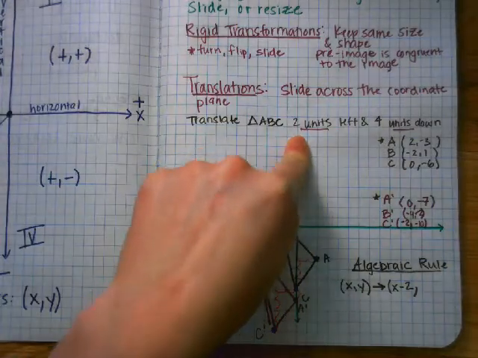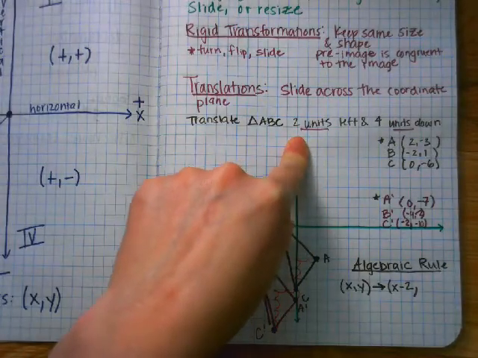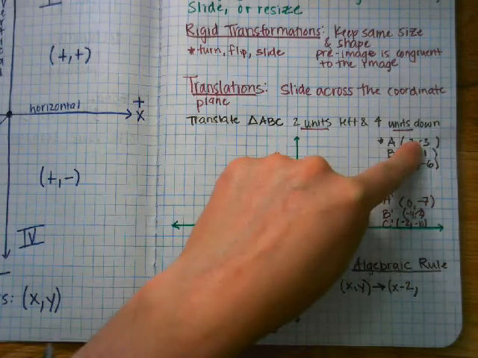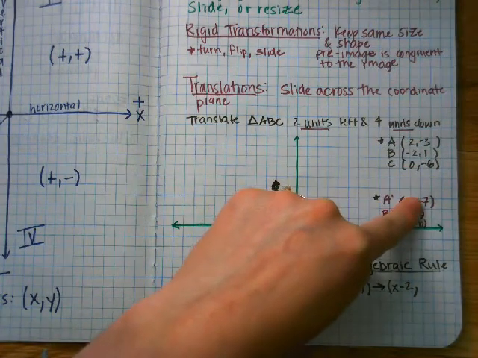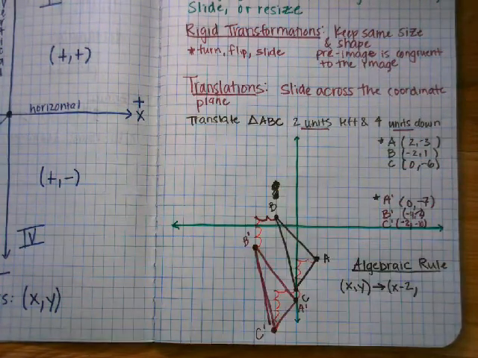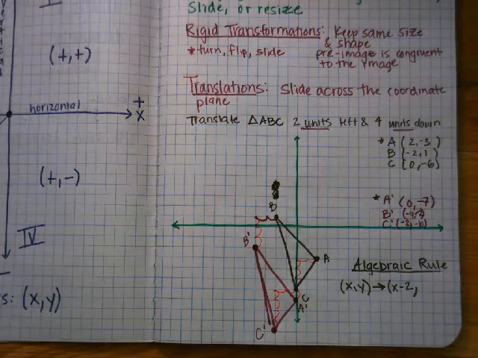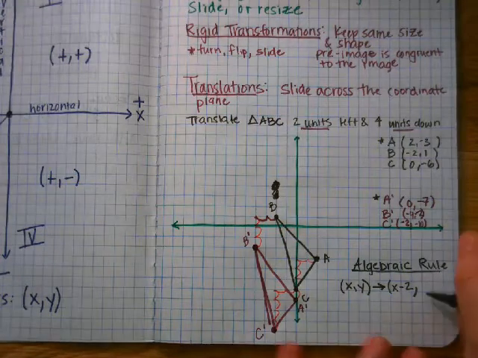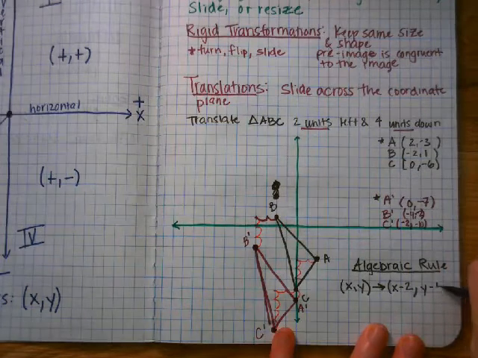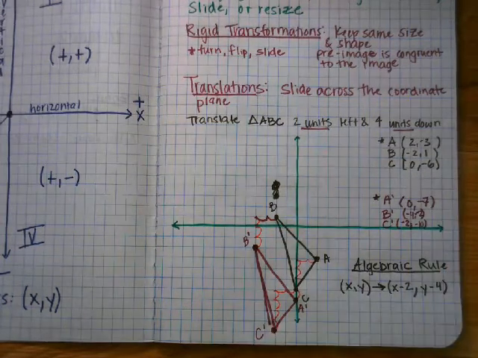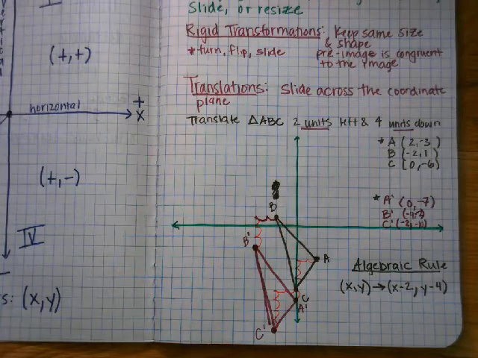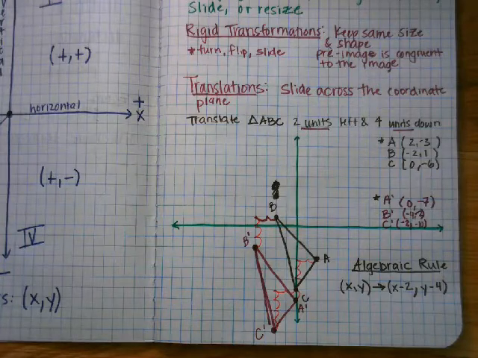Okay, and then for our y, we started at -3 and we went to -7. So how do I get from -3 to -7? Good, so I have y minus 4. So far, so good?